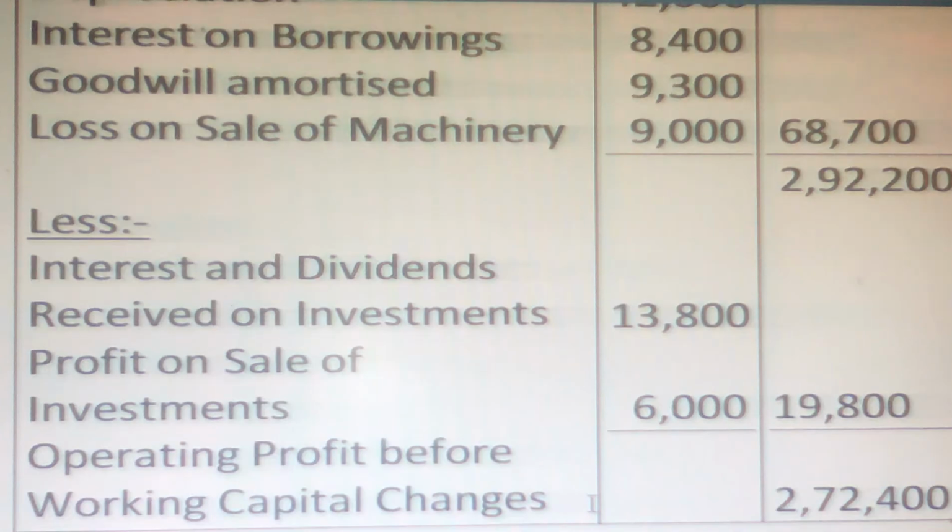Then similarly, less interest and dividends. This is also non-cash income, received on investments. Interest and dividends received on investment 13,800, I'm going to deduct because it's not related to the business. Non-cash income. Again, profit on sale of investment, it's also non-operating income, 6,000. Total 19,800. So you naturally get operating profit before working capital changes 2,72,400.